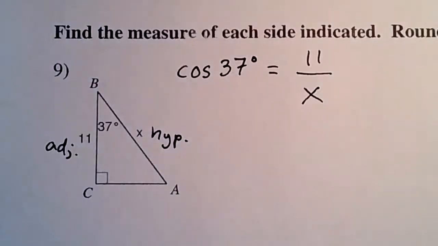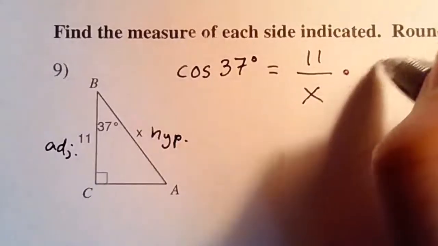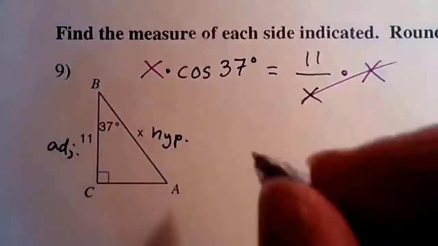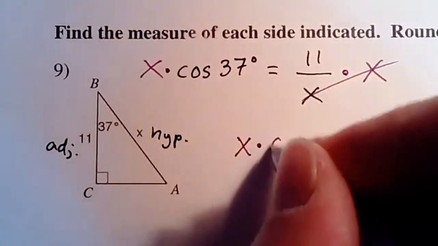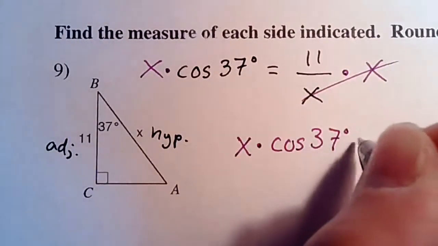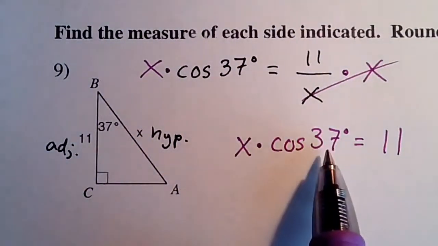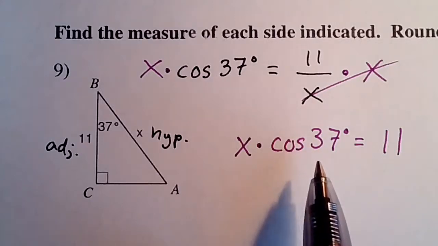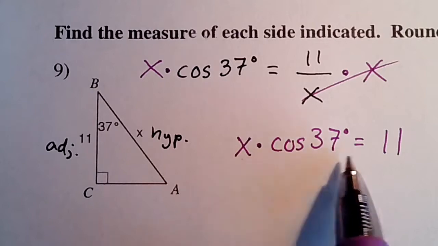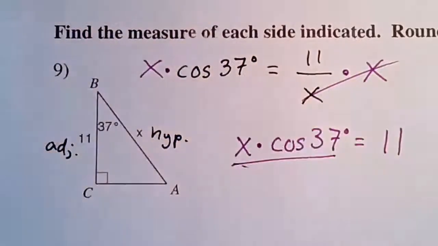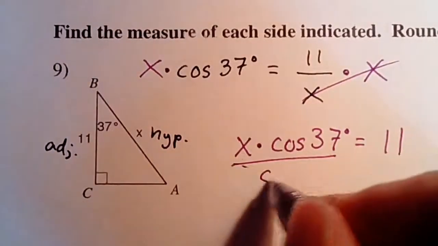And now we just need to go through and solve this proportion. So I'm going to multiply both sides by x. Okay, so those cancel out, and now I've got x times the cosine of 37 degrees is equal to 11. Now, cosine of 37 degrees is just a number. It's an irrational number, a decimal, but it's just a number. So if I have x times a number equaling 11, I just have to divide by that number. So I'm going to divide both sides by the cosine of 37 degrees.